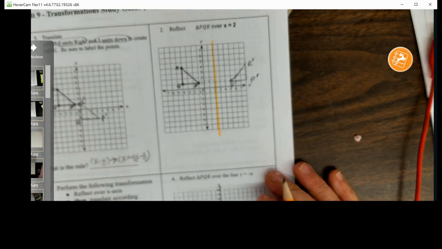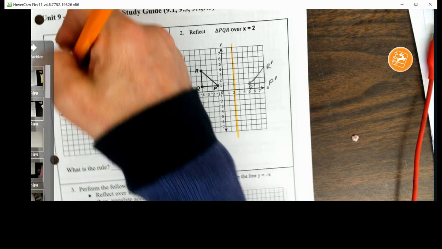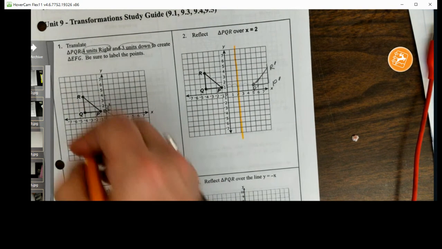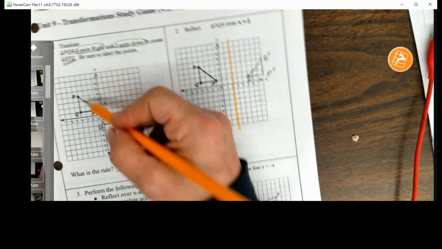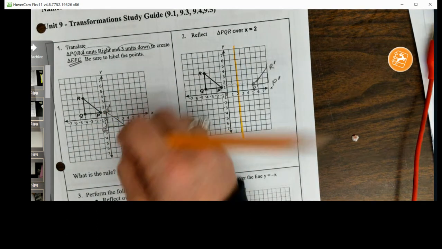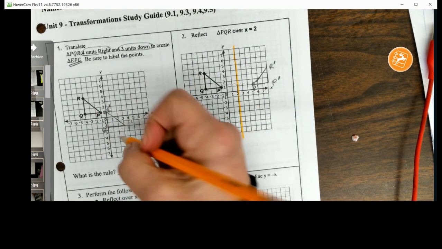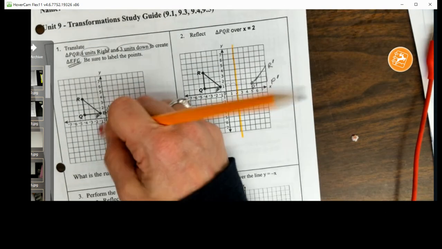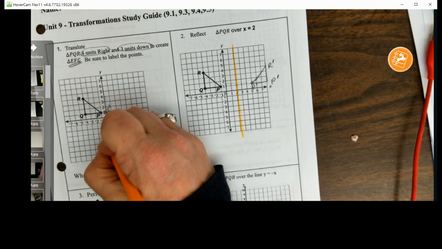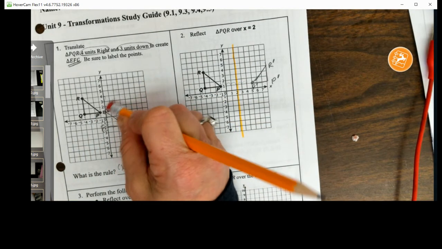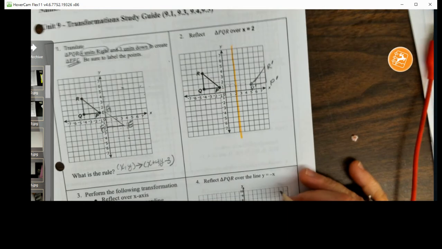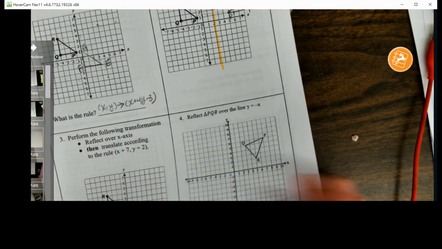One thing I wanted to go back to in number one and talk about the corresponding letters. Over here it tells us it becomes EFG. That means instead of P prime, we should have put E. Instead of Q prime, we should have put F. And instead of R prime, we should have put G. Okay, and that's just an aside. Okay, let's go to the next problem.